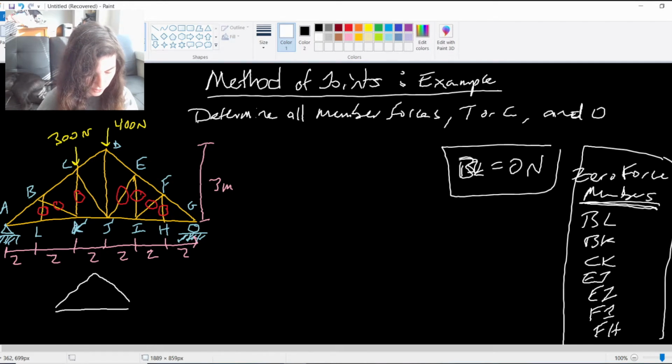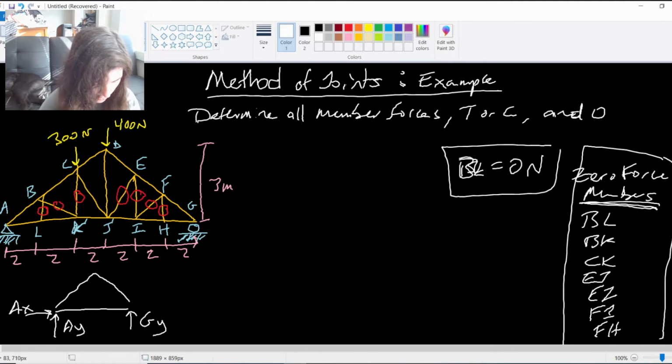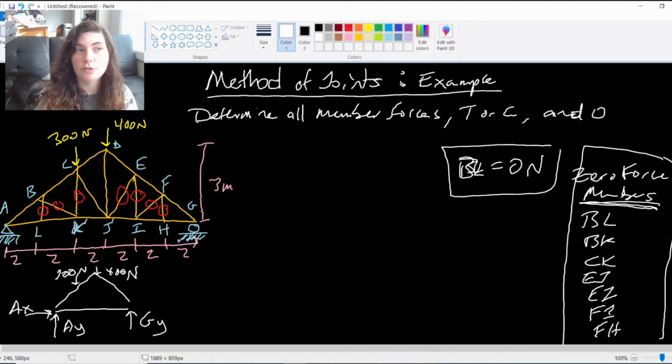It's kind of a miniature version of it, where I have my reaction support in the y direction at G, a reaction support in the y direction at A, as well as x, since A is a pinned connection while G is a roller connection. And then those external applied loads. So at point D, I have the 400 newtons, and at C, I have the 300 newton applied load. This would be my full free body diagram for the truss itself, right? We're just really looking at the external portion of the truss.